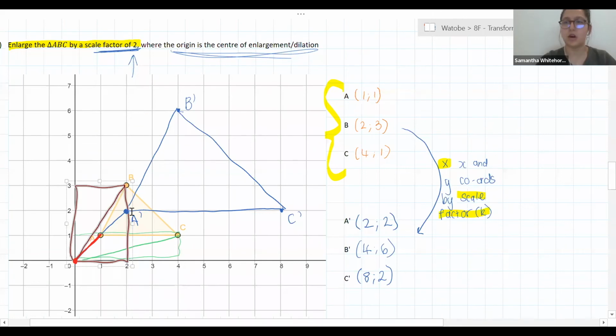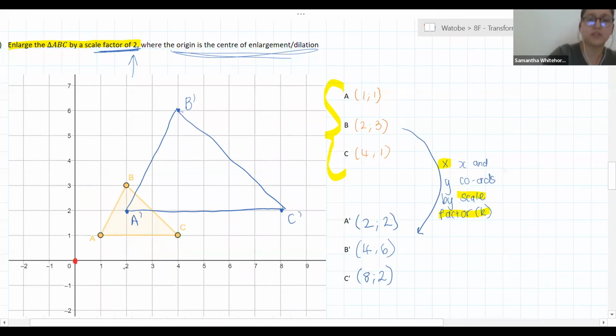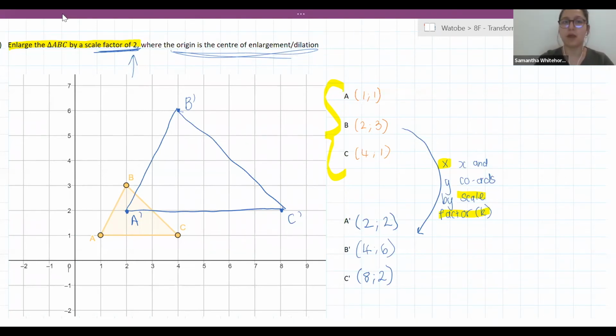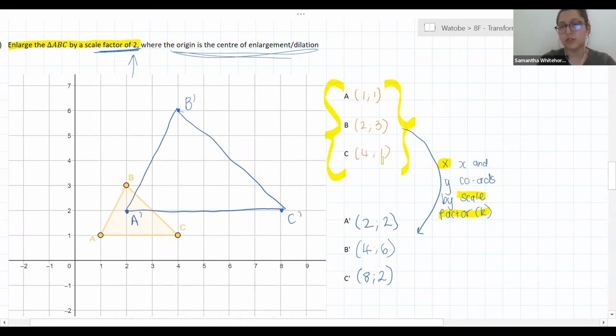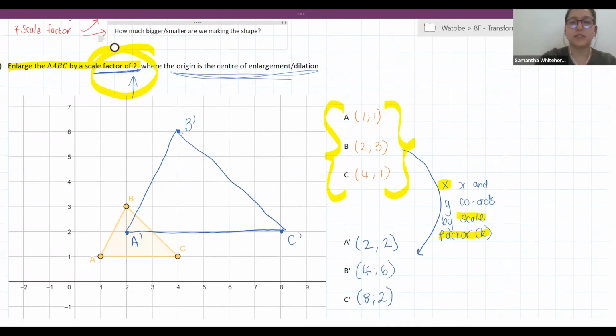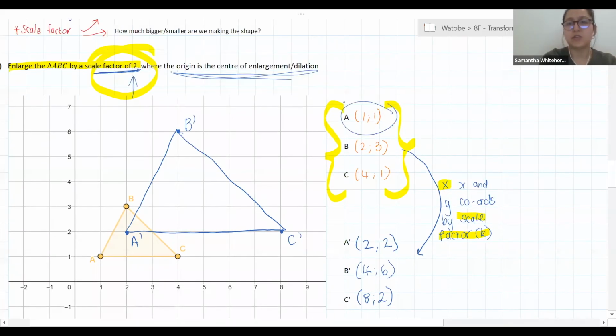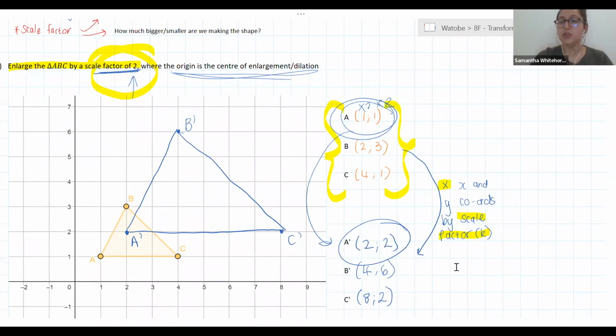But the lines aren't important. Ignore the lines if they're confusing you. What we need to be able to do is multiply our coordinates, these original ones, by the scale factor. So here, if we took these coordinates and multiplied each of them by 2, so 1 times 2 and 1 times 2, we get 2 and 2. And by doing that, I have enlarged my shape. Okay, so using the scale factor, we times our coordinates by that 2, which is our scale factor.